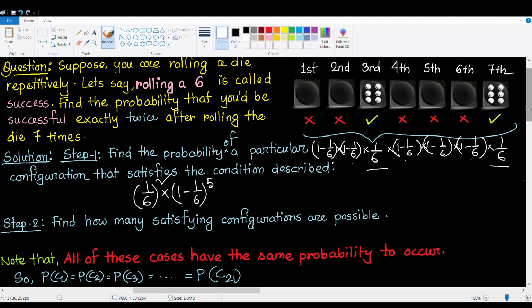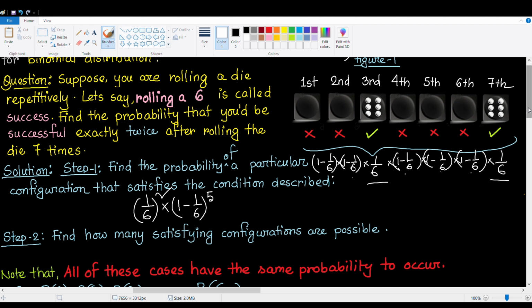Step 2 asks you to find how many satisfying configurations are possible. You know that if the successes showed up in the second and the fourth turn instead of the third and seventh turn, it would also satisfy our condition. So we have to find out in how many different ways two of the results from the seven can be picked where we want success. That's pretty simple. There are seven results and you want to pick any two where you want successes.